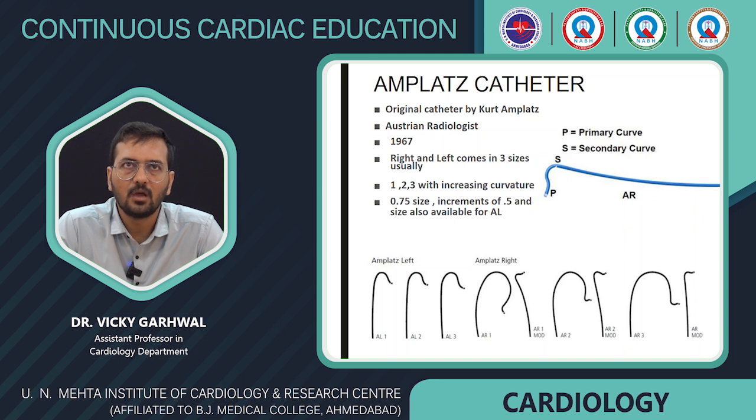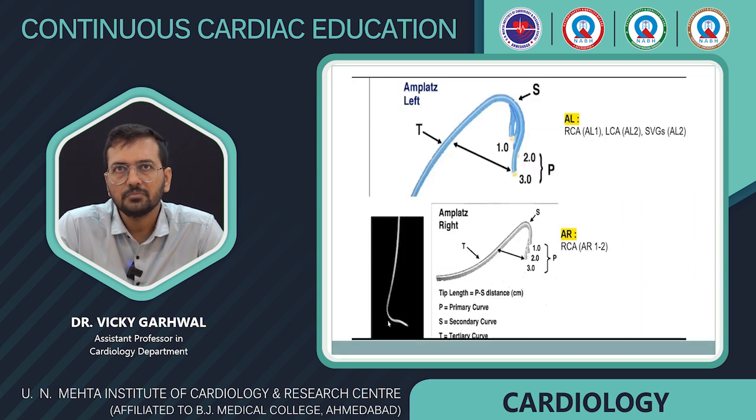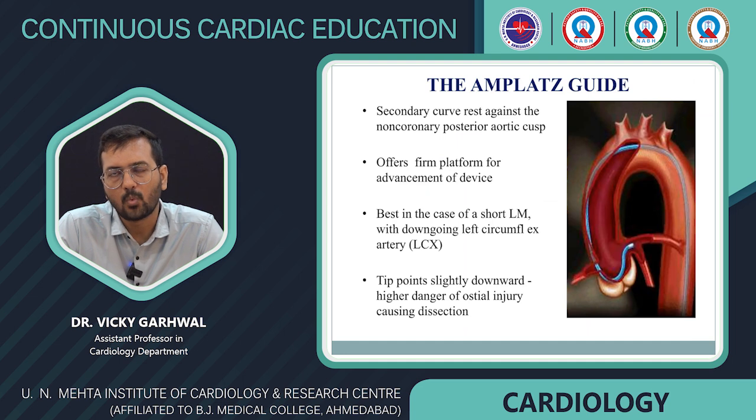Amplatz catheter was originally developed by Dr. Kurt Amplatz, an Australian radiologist, in 1967. AR and AL come in various sizes. AL also comes in 0.75 size. It also has a primary and secondary curve. AL 1, 2, 3 depend upon the curve length, the distance between the primary and secondary. For the RCA we use AL1. For the LCA, left coronary artery, we use AL2, and for the venous graft we use AL2. AR catheters, AR1 and 2, are used for the RCA.